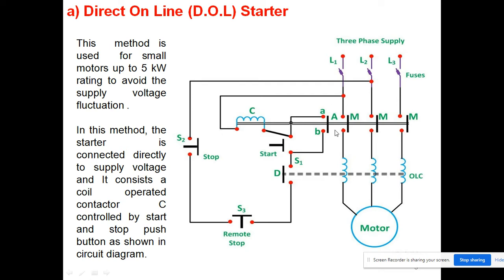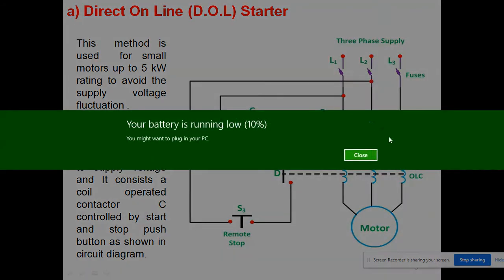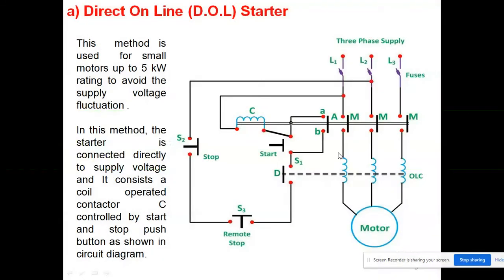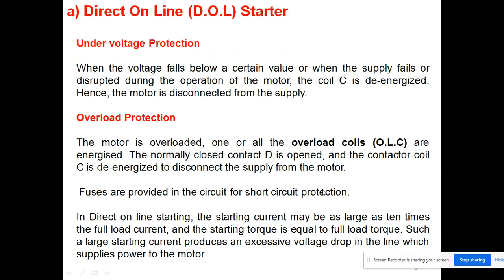So if we allow our motor to run below the rated voltage, then the life of our motor will reduce, and that is not good for our motor. So that's why we try to discontinue if we are in the condition of under voltage protection.